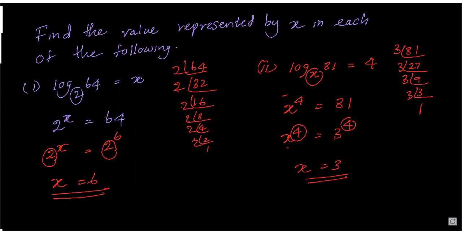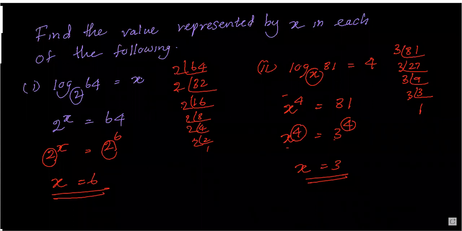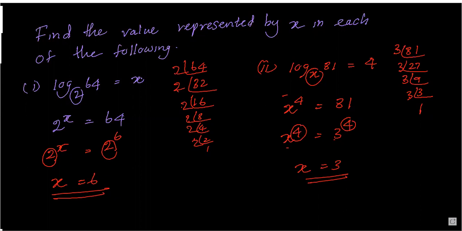Right? Since the base of the logarithm cannot be negative, write down this: logarithm bases cannot be negative. So x equals 3.